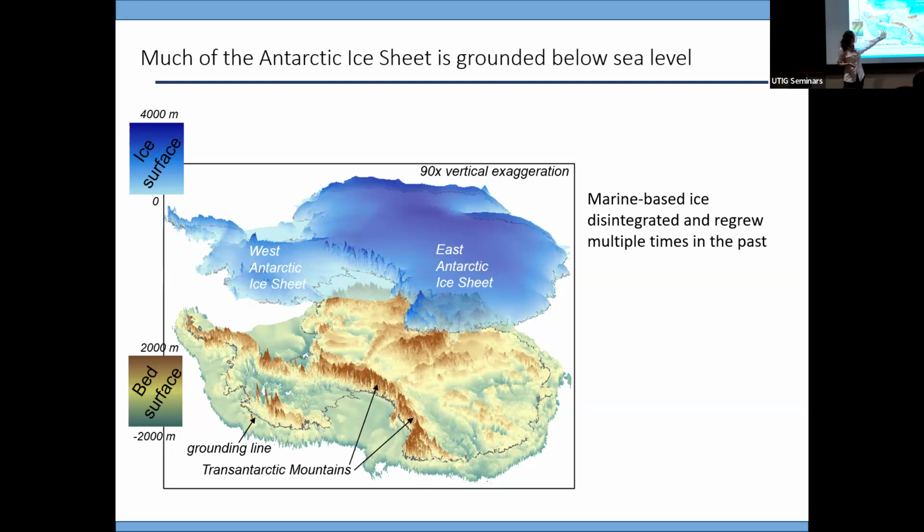And so you can see that most of the West Antarctic ice sheet and portions here of the East Antarctic ice sheet are sitting on land that's below sea level, significantly below sea level. So the grounding lines might be submerged by a kilometer or so. We call this marine-based ice. We think that marine-based ice is less stable because it's basically sitting in this underwater bowl, right, where the land surface is dipping inward. And we think that these marine-based portions of the ice sheet disintegrated and regrew many times in the past.